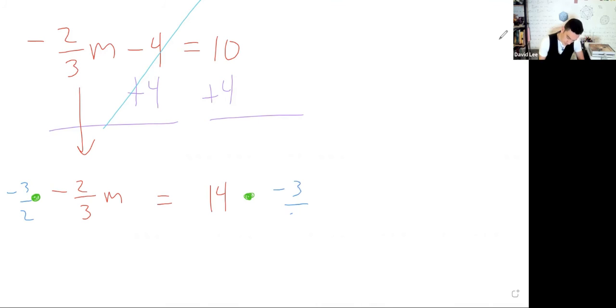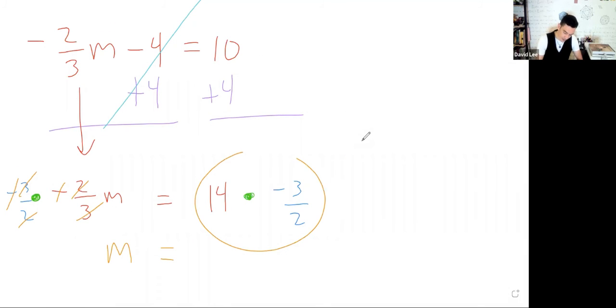Negative 3/2. And the reason that I choose that fraction, negative 3/2, is because over here, watch, the 2's, they knock out. The 3's, they knock out. Even the negatives knock out. The only thing left on this side is m equals. Now the question is, what is this number here on the right-hand side? What does that equal, right?